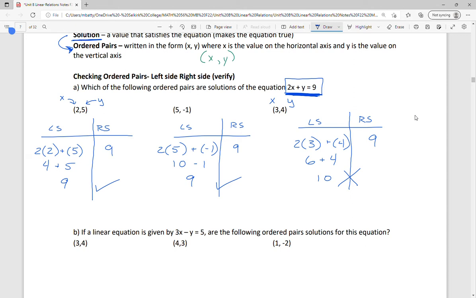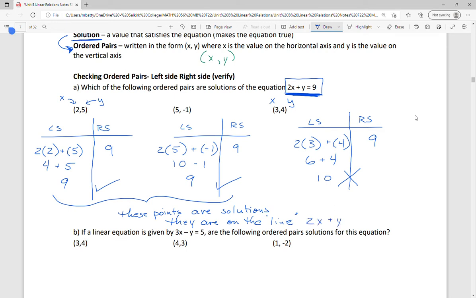So these points are solutions. They are on the line, and we'll see how this is a line in the coming sections. 2x plus y equals 9. How's that for an abstract idea? Putting this on a graph. Like I say, I'm getting ahead of myself: this section is only about the numbers.